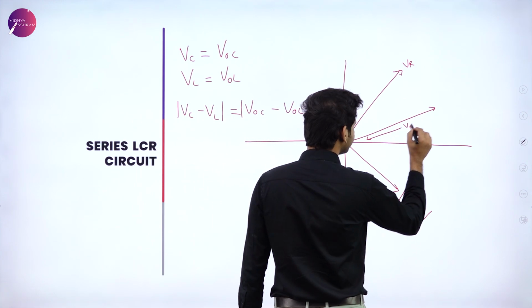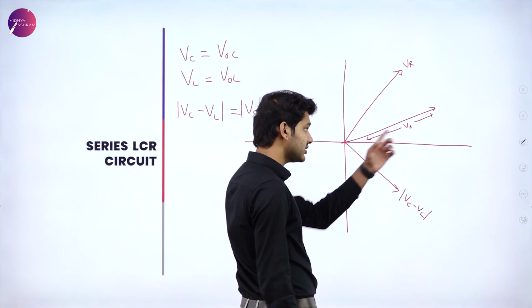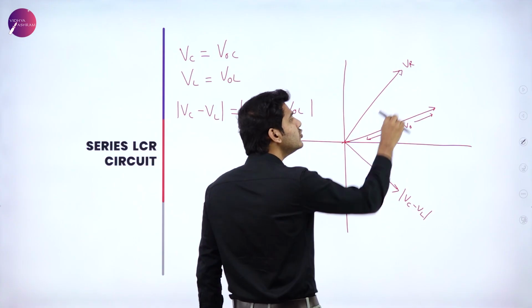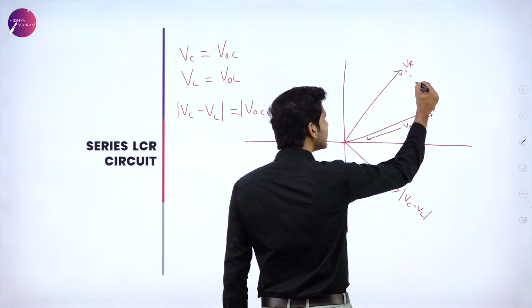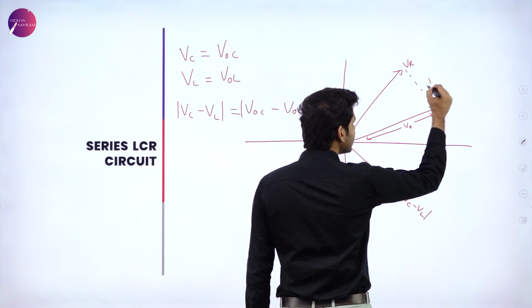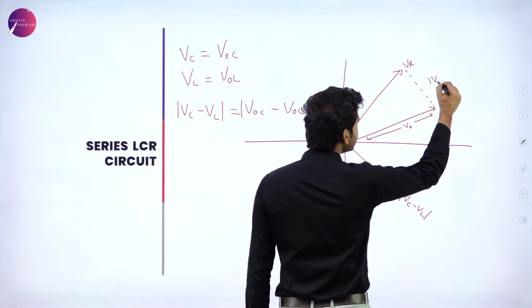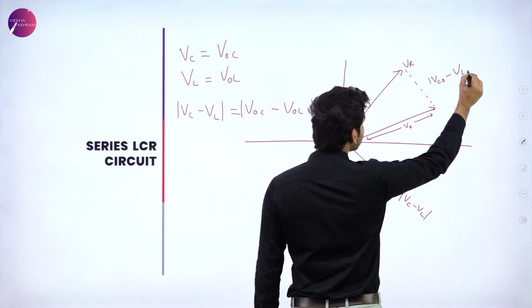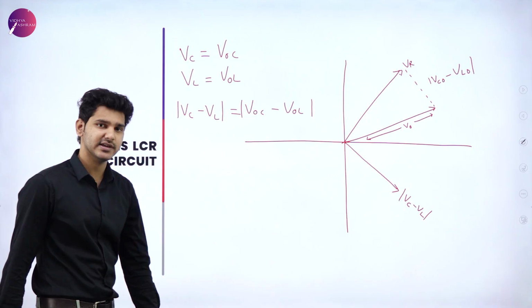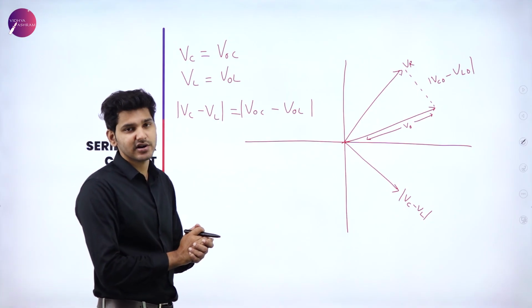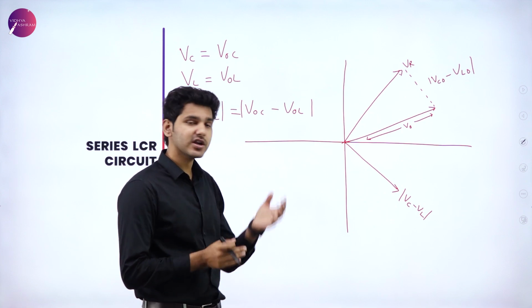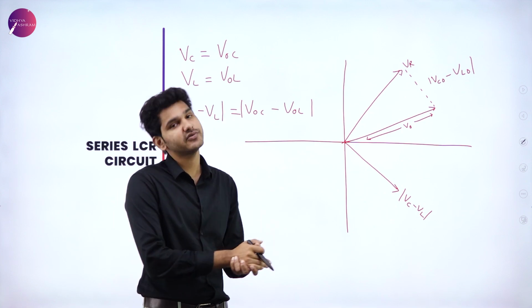So this is V naught, the entire length or the peak value. Again, I'm going to take this and move it here so that this makes an entire triangle. So this side will be V C naught minus V L naught. So we have a triangle here, which means I can find the resultant value of that particular V naught. So that is what I'm going to find out.